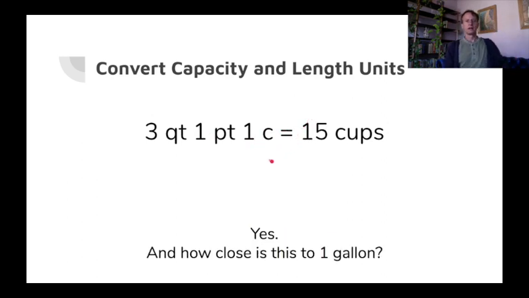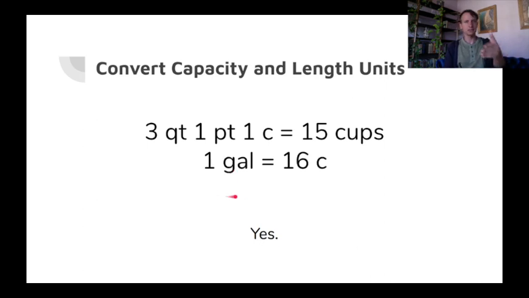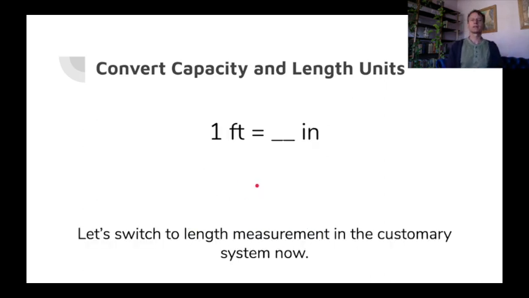Beautiful. Now, how close is that to a gallon? Well, you might just remember how many cups are in a gallon. But if you don't, you know that there's 4 quarts, and each quart has 4 cups in it, so 4 times 4 is 16, so it's a quart away. There we go. Now let's jump over to length.